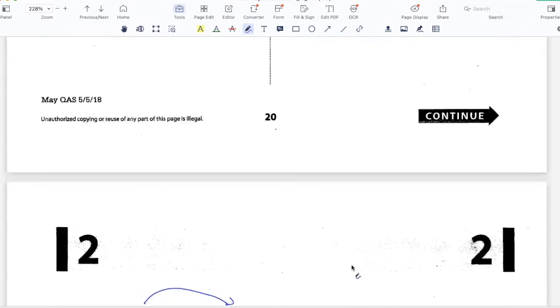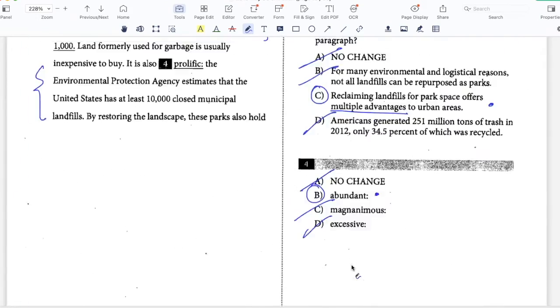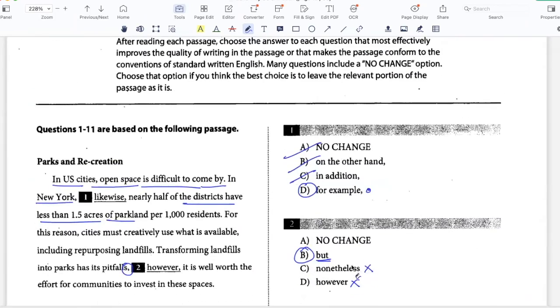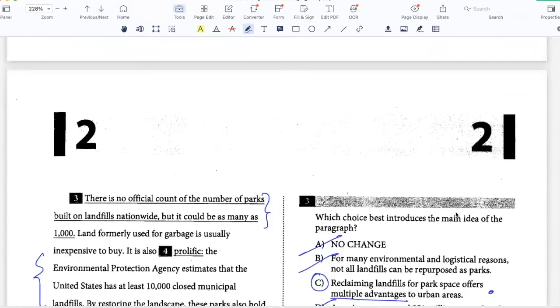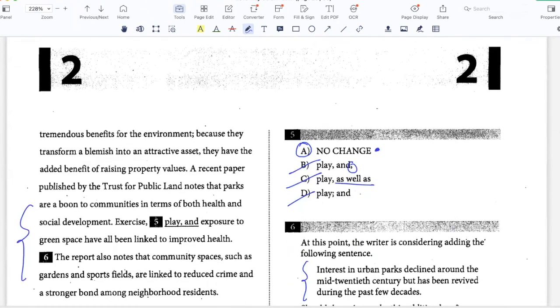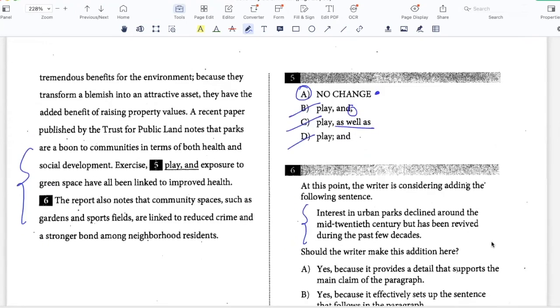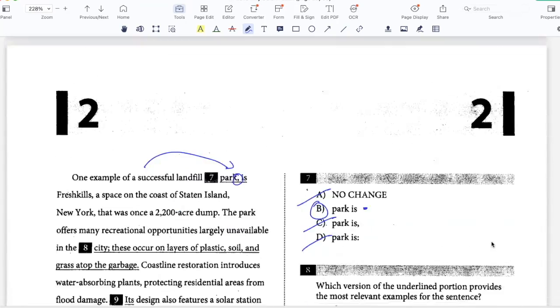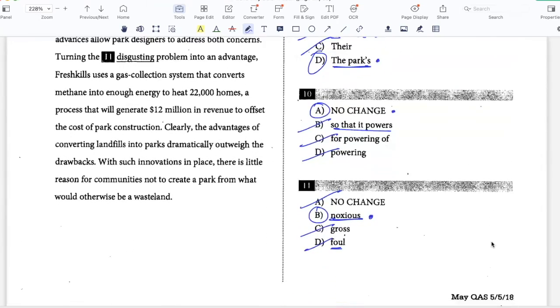Okay, so let's grade this. Answer key, writing. Okay, D, B, C, B, A, D, B, C, B, A, and D, double B, D, A, B. Okay, great. So we got all correct.